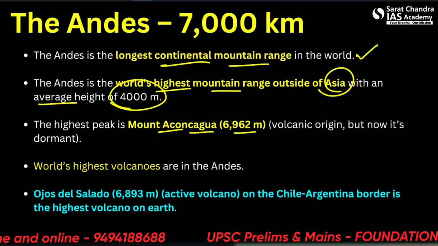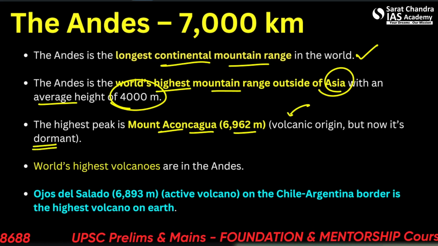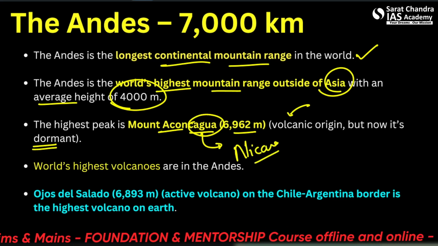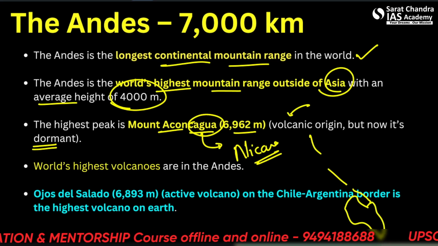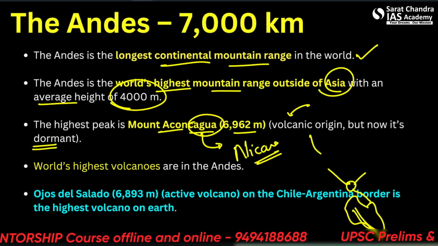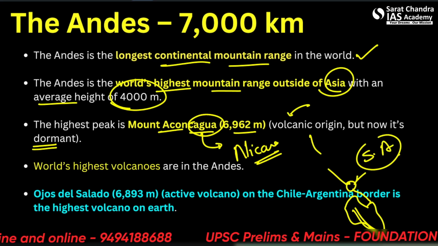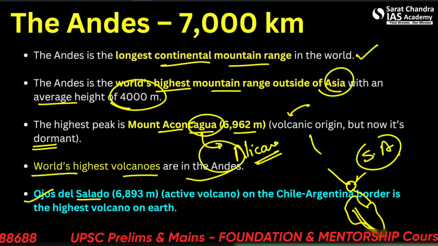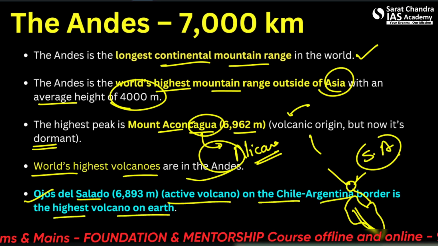Its origin is volcanic, but now it's dormant. Whenever you hear terms like Aconcagua, Nicaragua, these terms are related to South America mostly. The world's highest volcanoes are in the Andes mountain ranges. Ojos del Salado, an active volcano on the Chile-Argentina border, is the highest volcano on earth.